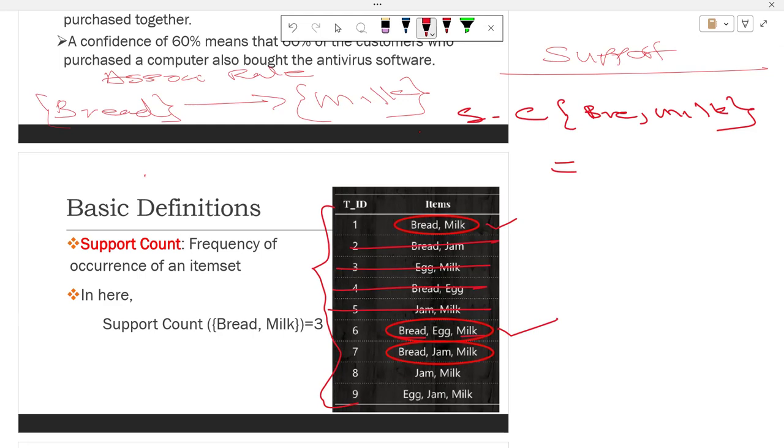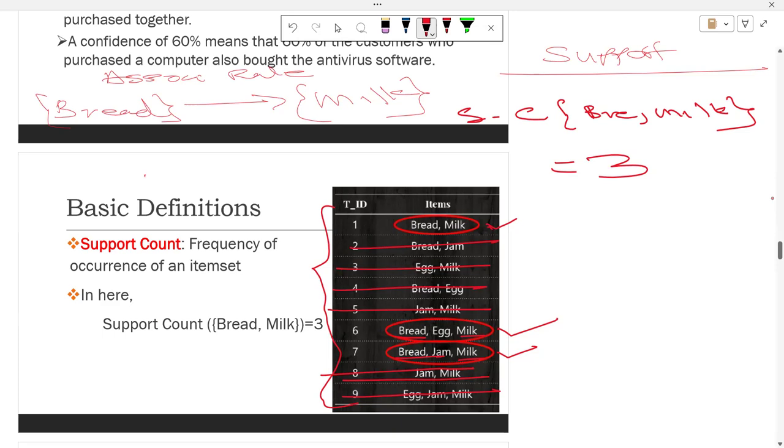If you look at this one, that is also considered: bread and milk, even though they purchased jam as well. Here we cannot consider it because bread is missing. So we have three transactions that contain bread and milk. The support count is just 1, 2, 3. Altogether three transactions include bread and milk. That is what we call the support count.